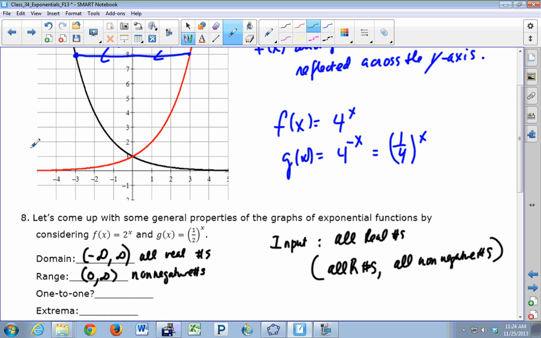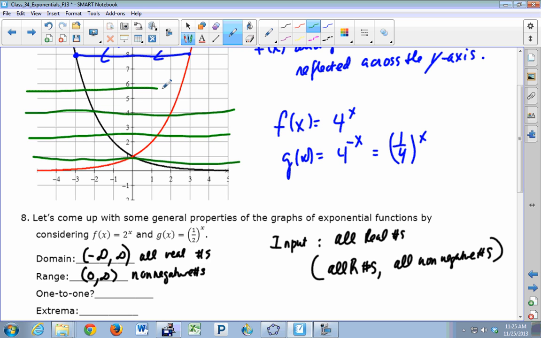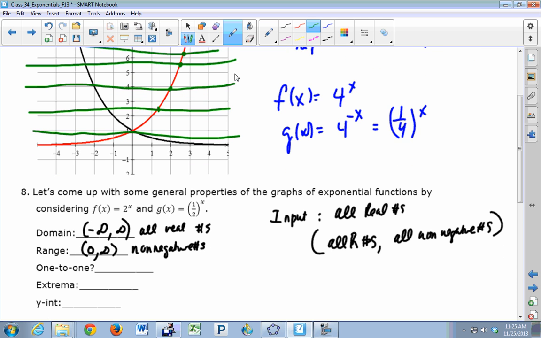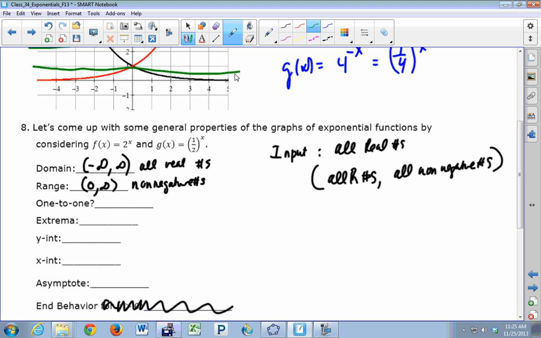Horizontal. So if we're just focusing on the red graph, and I draw beautiful straight horizontal lines, you can tell these are beautiful straight horizontal lines, through that graph, notice it only hits my red graph in one spot. And the same would be true for the 1/2 raised to the x power. So they're definitely one-to-one.